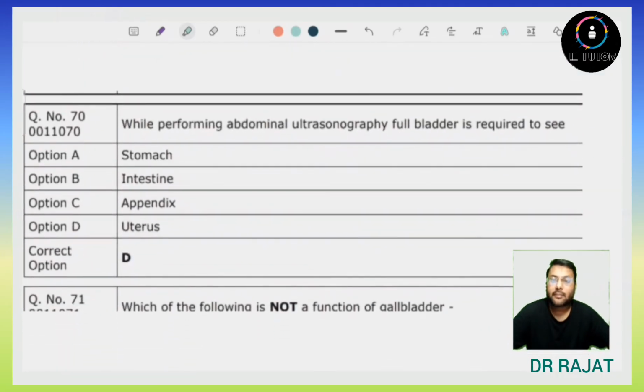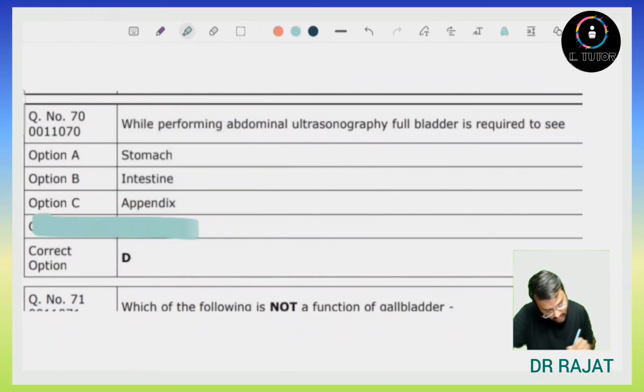While performing abdominal ultrasonography, full bladder is required to see. So generally, while doing the sonography, full bladder is required to see the uterus. So it is generally done for the women to see the uterus. So answer here will be option number D, uterus.